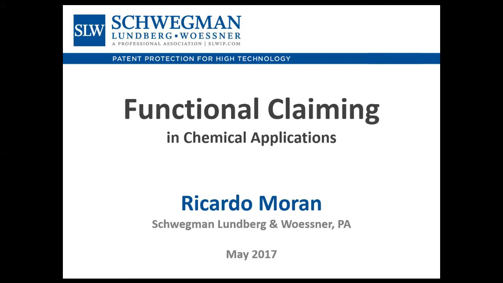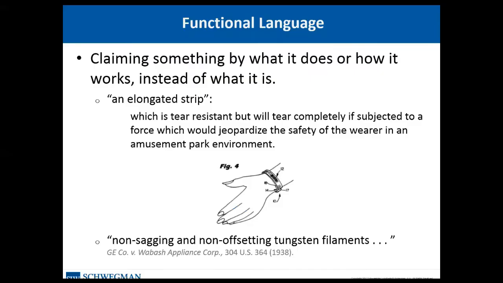And today I will speak to you a little bit about functional claiming in the chemical and biotech realm. So as most of you know, or might know, functional claiming is claiming something by what it does as opposed to by what it is. So here are just a couple very basic examples of functional claiming.